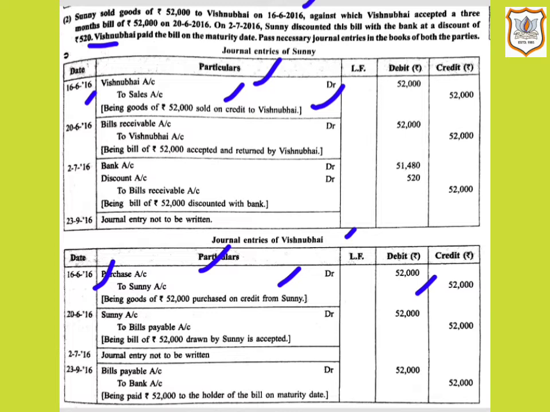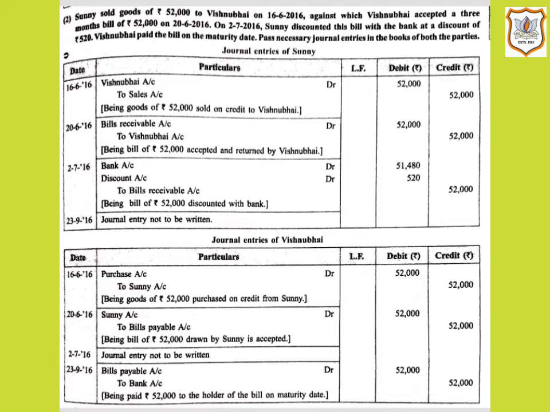Now let us see the next situation. Sorry, before that, it is given in the question that on 20 June 2016, Vishnu Bhai accepted a 3 months bill of rupees 52,000. So here this instrument is bills receivable, or an asset, for Sunny as he is the drawer of the bill, and we know that as per modern approach, when an asset increases we need to debit it, and when an asset decreases we need to credit it. On the contrary, when a liability increases we need to credit it, or when a liability decreases we need to debit it.